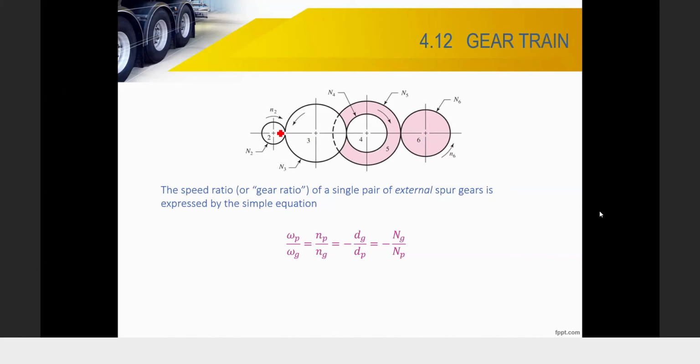Shaft A is of course direct from the motor. Understand, guys? Hello class, are you listening or not? Yes, sir. Okay, this is shaft B with gear 3.